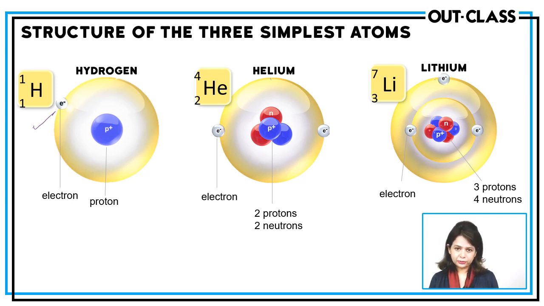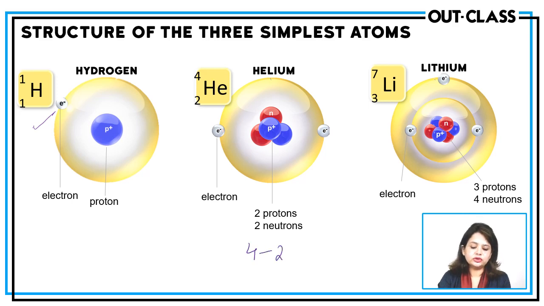Okay? So for helium, you can see the symbol, 2 and 4, 2 numbers are given. So it has 2 protons. The neutron number is found by subtracting the 2 numbers. So 4 minus 2, it has 2 neutrons. And as it has 2 protons, it must have 2 electrons, and both will reside in the first shell.